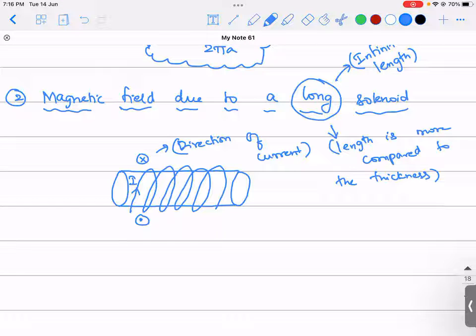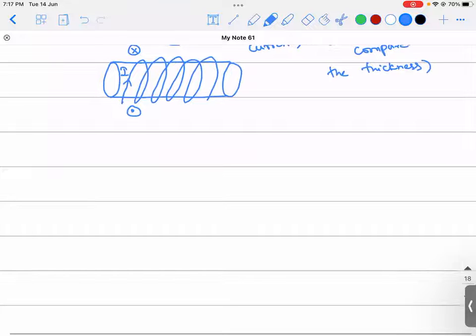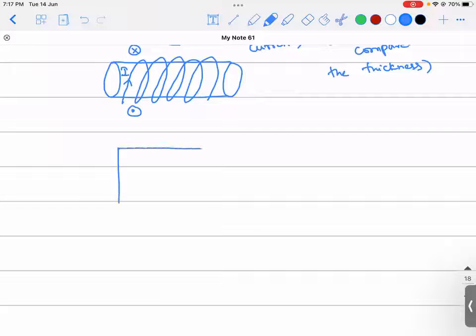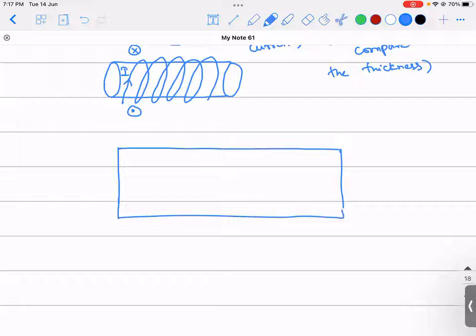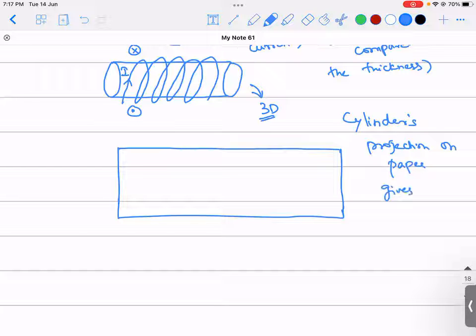Length is more compared to the thickness. Even that you call it as a long solenoid. Is that clear? Now, when this is the scenario, listen. When I have a cylinder projected on a paper, it looks in the form of a rectangle. So cylinder is three-dimensional. A cylinder's projection on paper gives a rectangle. Correct?